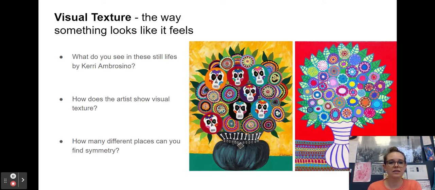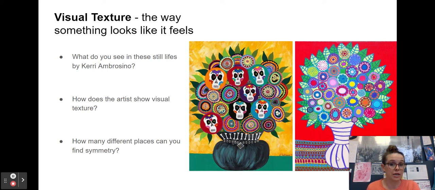Did you find visual texture in the flowers? Some of them have these polka dots. Some of them have some curvy lines, wavy lines. Each of these flowers feels a little bit different because of its visual texture. Did you find the Dia de los Muertos skulls in this one? These ones that have the skulls feel a little bit different than the ones that don't texturally. And this vase, the texture of this vase is different than the texture of this vase.